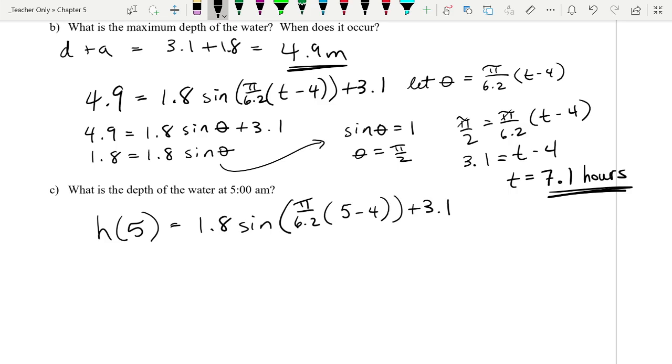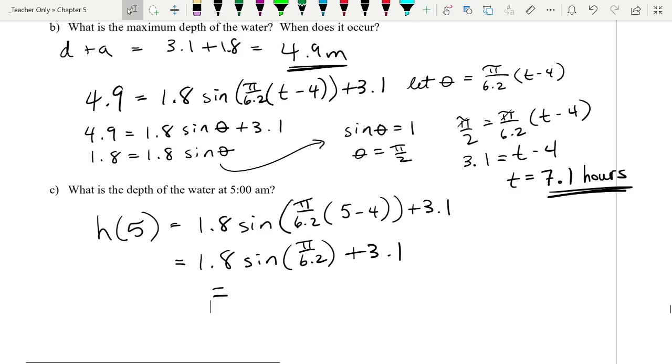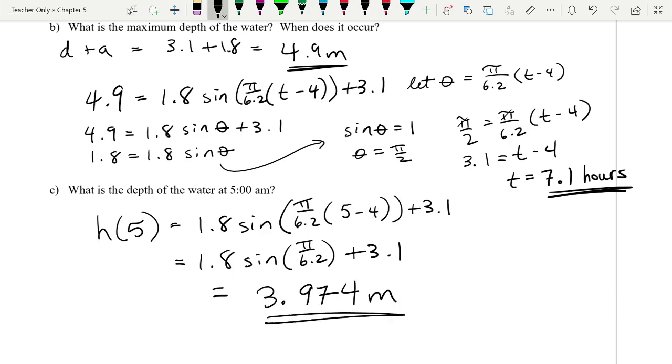This you'd need a calculator for. So let's punch buttons, shall we? I might do 5 minus 4 is 1 to make my life easier. Why punch buttons if I don't need to? 1 times anything's itself. There. All right. If it didn't work for you last time, try this time again. Punch buttons. Don't forget to get in radian mode. 1.8 times, open a bracket, pi divided by 6.2, close my bracket, sine, plus 3.1. And there we go. At 5 a.m., 3.974 meters.